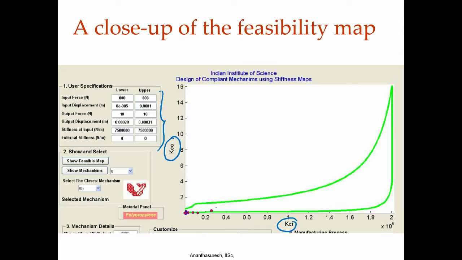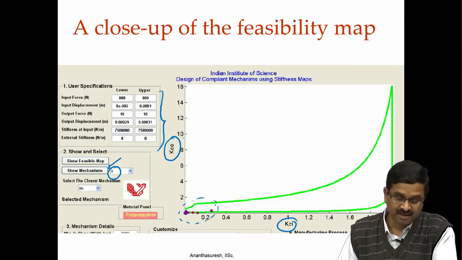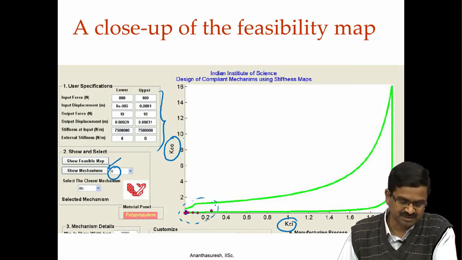So, we can see some of the mechanisms also there, and we can actually click this button and say show mechanisms. In this case, we are saying show first 8 mechanisms. If we count, I think there is some overlap. There are 8 dots here. They are on the boundary. We have to see whether they are inside. If they are inside, they definitely satisfy the KCO and KCI values, but the N value also has to be checked.